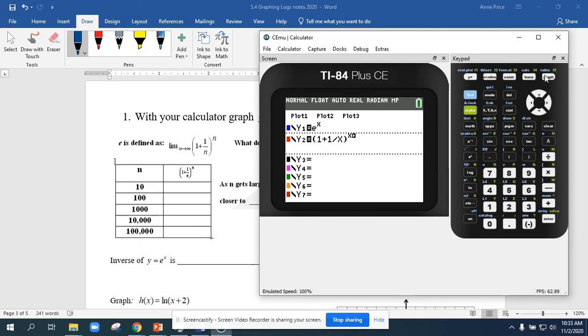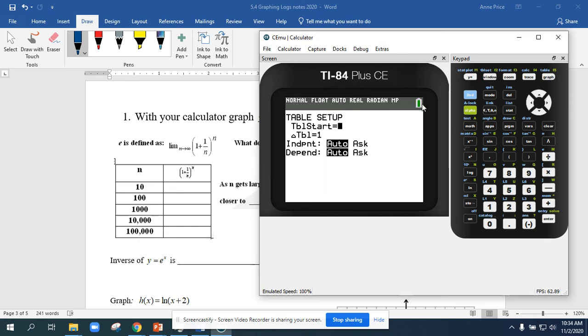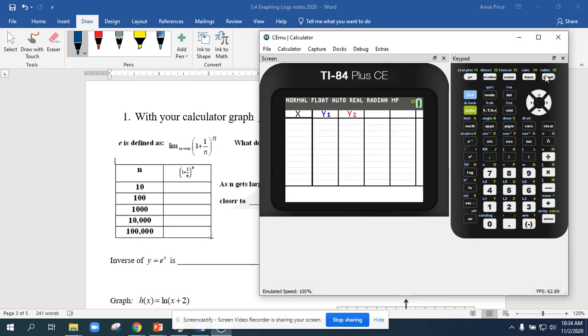So to do that, I'm going to go to second graph, which is my table feature. I think I'm still under ask. It doesn't look like it. So I'm going to go to second table set under window, and I'm going to change it to ask. We did this a little bit with our rational functions. Okay, that's under table set, under independent, not dependent.